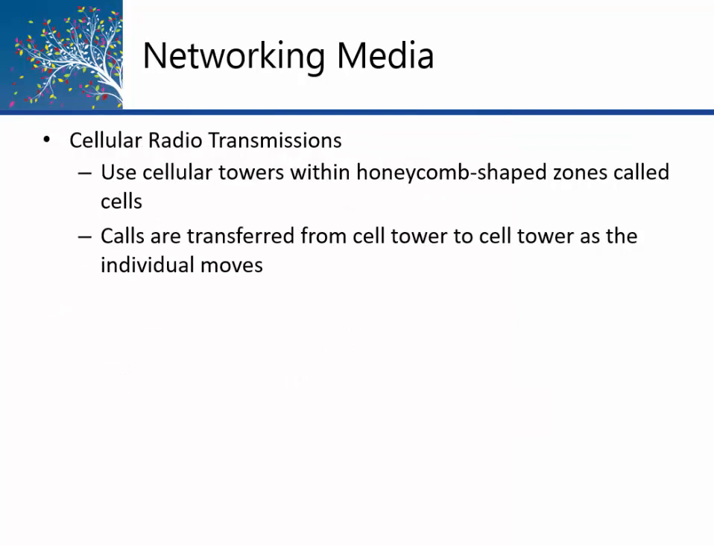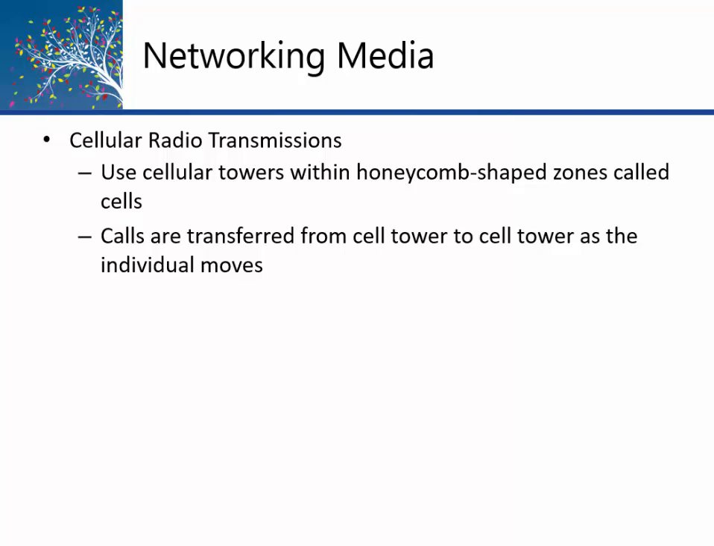Cellular radio transmission. So this is using radio frequency. And this is the radio towers that we have for our cell phones. And it's not just one cell tower. We have lots and lots of cell towers, and they share the information between them. Now, our book describes the connection here as honeycomb-shaped zones. Now, of course, it's not a honeycomb shape. It's a circular shape. It just sends out its range. If you were to draw the range of a tower, you would probably draw it as a circle more than you draw it as a honeycomb.